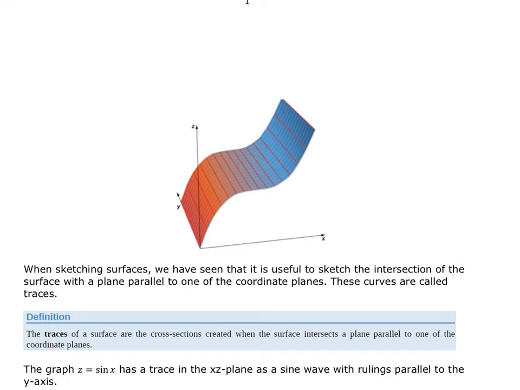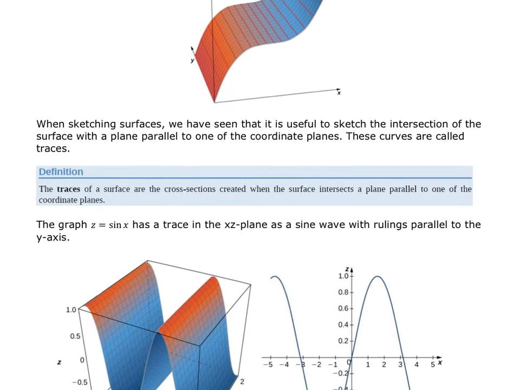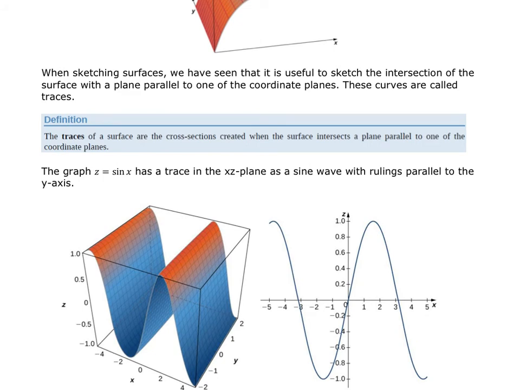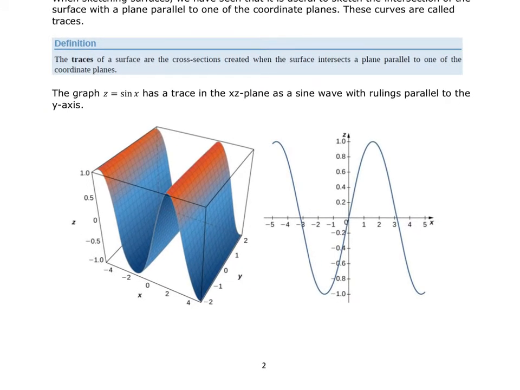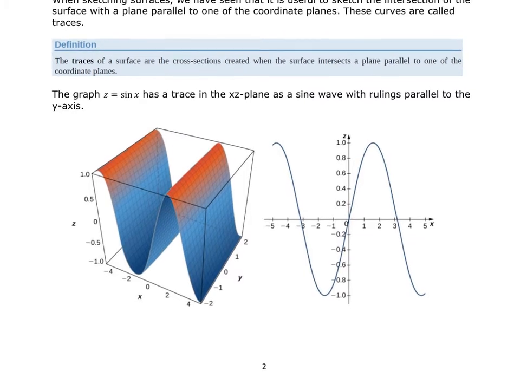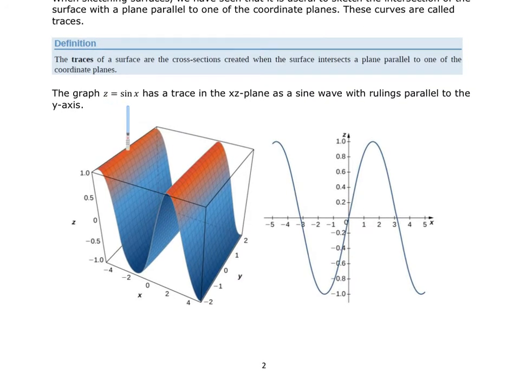When we are sketching these three-dimensional spaces, it's useful to figure out what it would look like on a singular plane instead of in three space. And we call that our traces. So if we take a look at our sine wave here, z is equal to sine x. The trace of z equals sine x on the xz plane, so those are the two variables being used, is the regular sine wave. Because y is not given, y can take on any value, and you can see here's my y-axis, and these lines are running parallel to that y-axis.